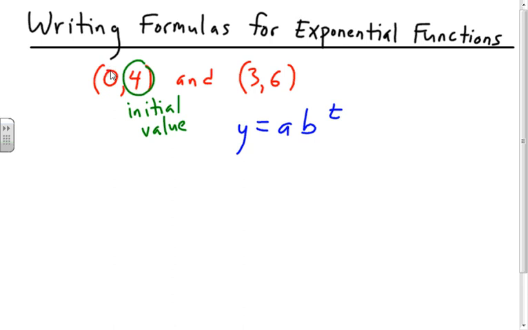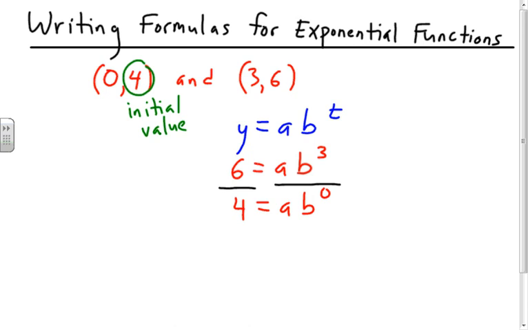So first I'm going to put in 6, notice that 6 is my y value, equals a b to the third. 3 is my t value here. And then I'm going to have another equation using my other point. 4 equals a b to the 0. Now, when I do this, I need to divide these 2 equations, interestingly enough, instead of subtracting them like we might do in a linear function. So I'm going to divide both equations by each other.